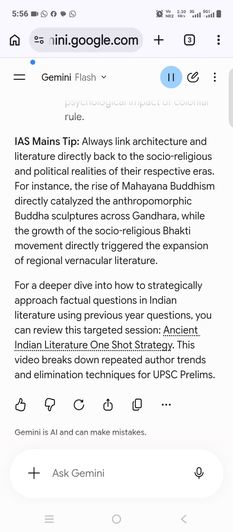2. Evolution of Indian literature. Indian literature tracks the shifts in philosophical thought, evolving from early oral liturgical traditions into classical court poetry, regional devotional movements, and eventually socio-political critiques.